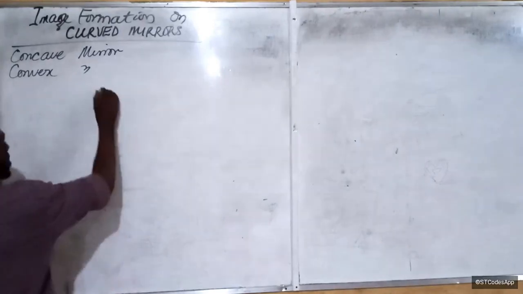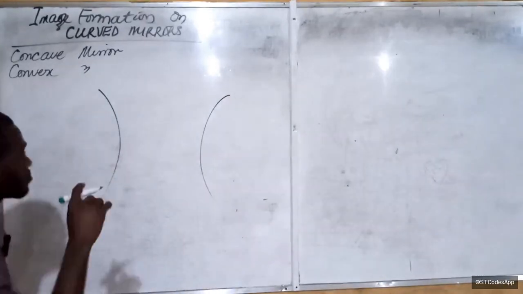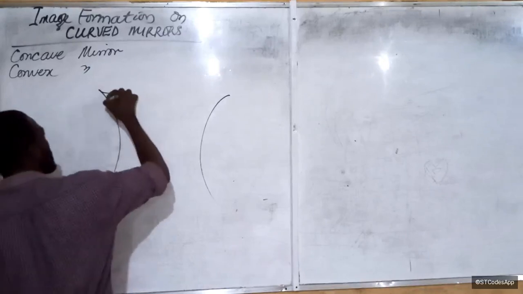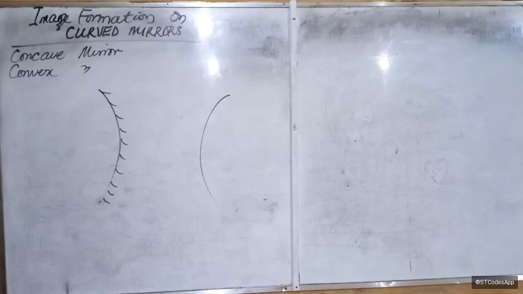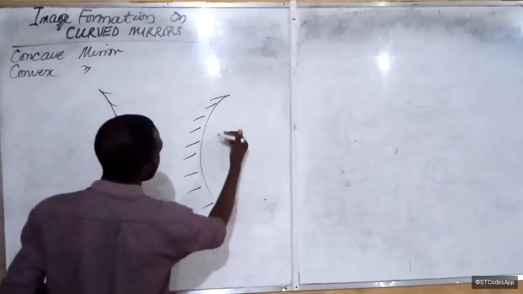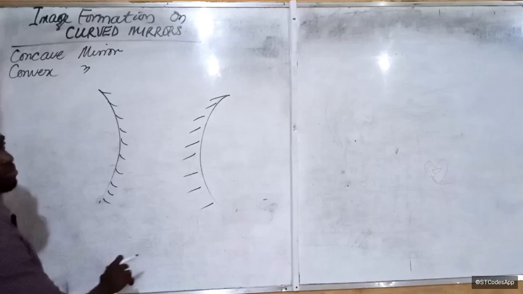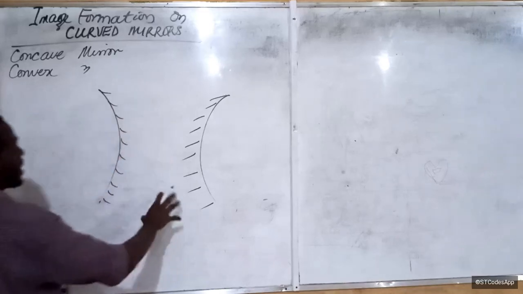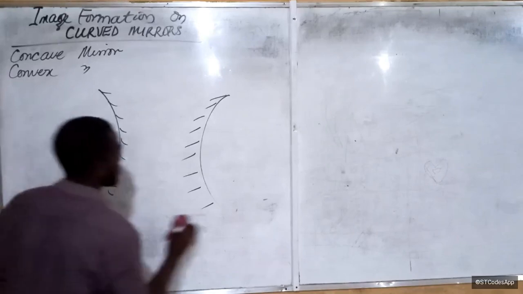Concave mirror, you can draw it this way or this way. Just make sure that the part that is quoted is the back curvature. So if I quote this point, it means this is the front of the mirror. Making sure that I quote this part. So that is a concave mirror, either way you want to draw it, but I prefer to draw this.